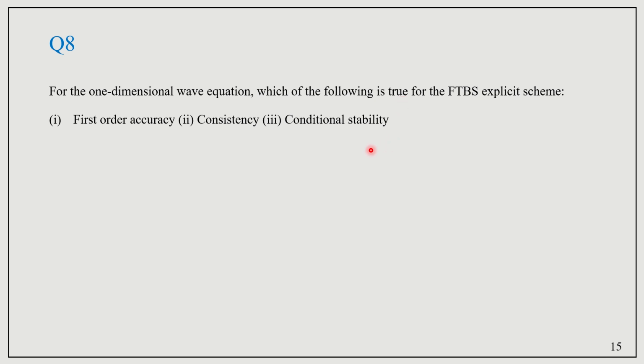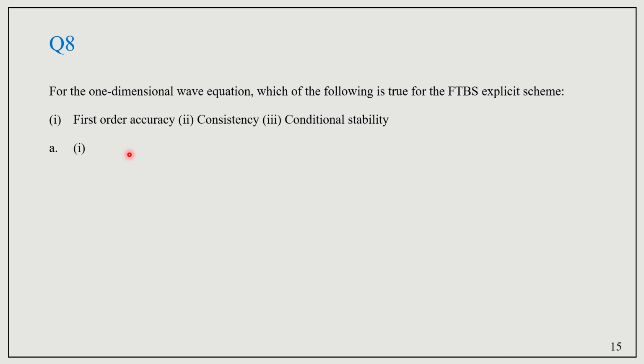So basically, FTBS is first order accurate, and second, it is consistent, and it is conditionally stable. So all three are true actually. First order accurate, consistent, and conditional stability, all three are true.